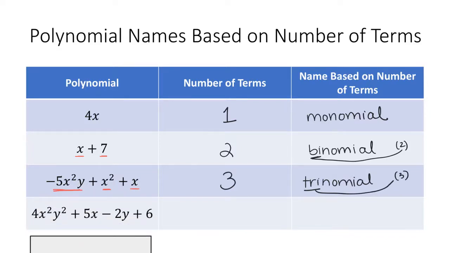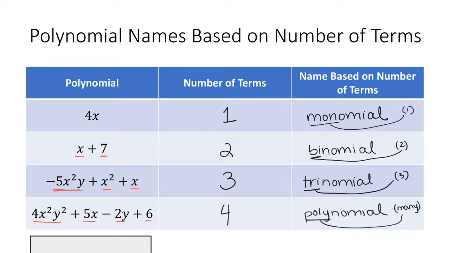And the last one I have here is 4x squared y squared, plus 5x minus 2y plus 6. This has 4 terms. And although it might have a special name at this point after trinomial, we usually just call these polynomials. Poly, the prefix, means many. So what it really means is many terms, and once you get past 3, you just sort of stop counting and you just call them all polynomials. And technically you can call all of these polynomials, we just have more specific names for some of the smaller ones.